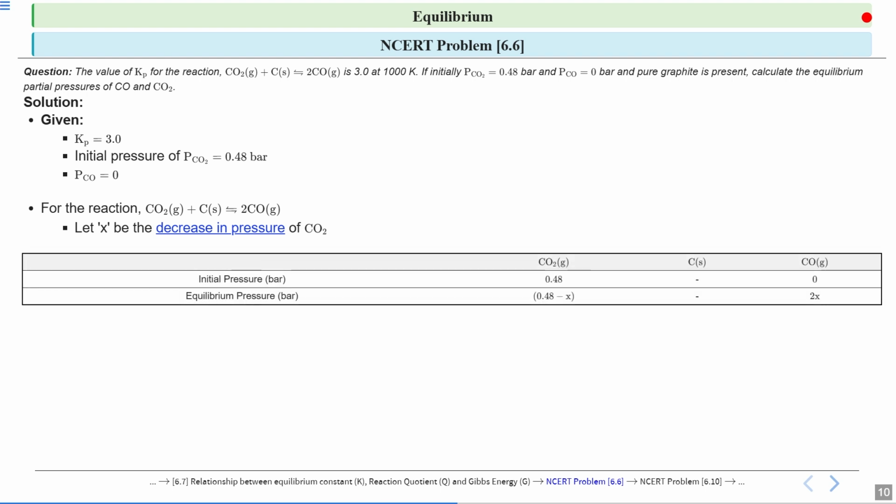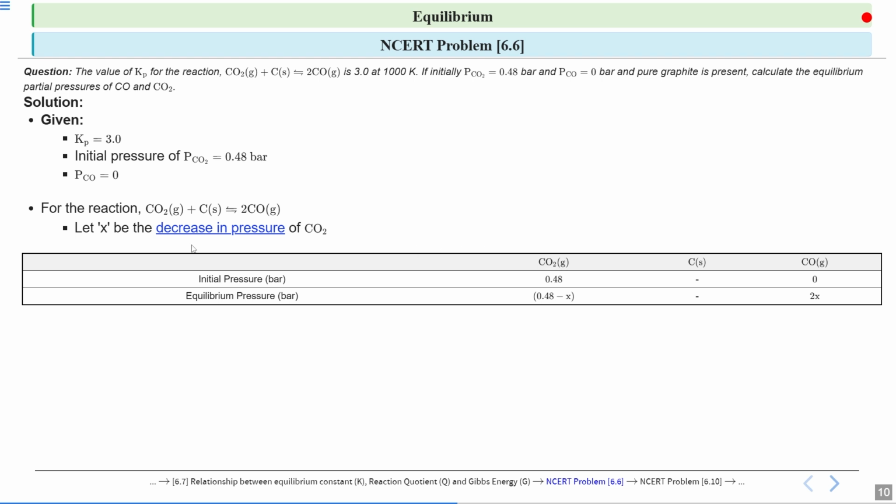Right, so we can represent the same situation in the ICE table. See, initially we have 0.48 initial pressure for carbon dioxide and 0 pressure for carbon monoxide. Here you can notice that we have not taken the solid carbon's partial pressure contribution, and it's obvious because solids have no contribution to the pressure. After moving the reaction in the forward direction so that the equilibrium can be attained, suppose X amount of change is seen in the pressure of the carbon dioxide.